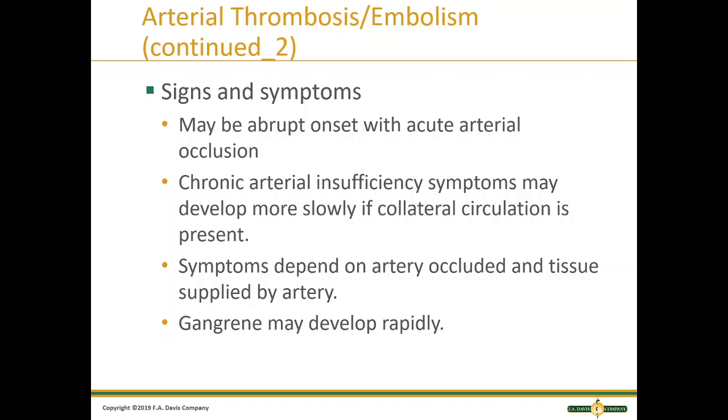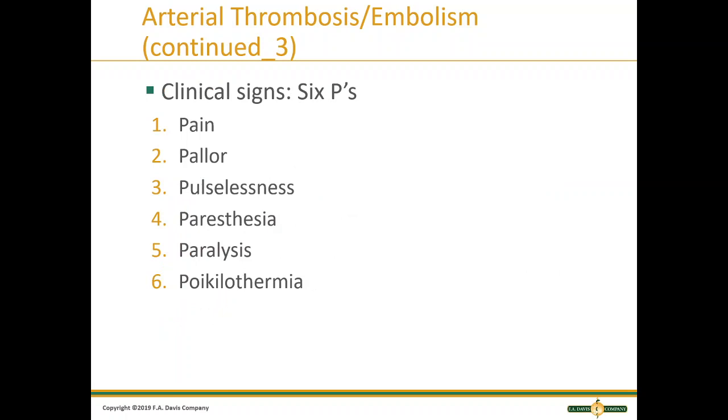Signs and symptoms may be abrupt onset in acute arterial occlusions, and chronic arterial insufficiencies. Symptoms may develop more slowly if collateral circulation is present. Symptoms depend on the artery occluded and the tissue supplied by the artery. Gangrene may develop rapidly. These are the 6 P's: pain, pallor, pulselessness, paresthesia, paralysis, and poikilothermia.